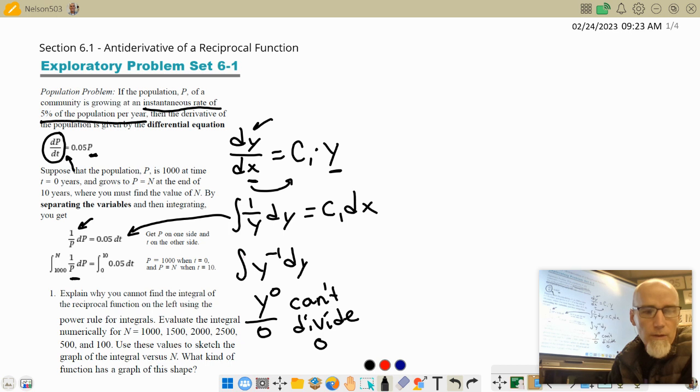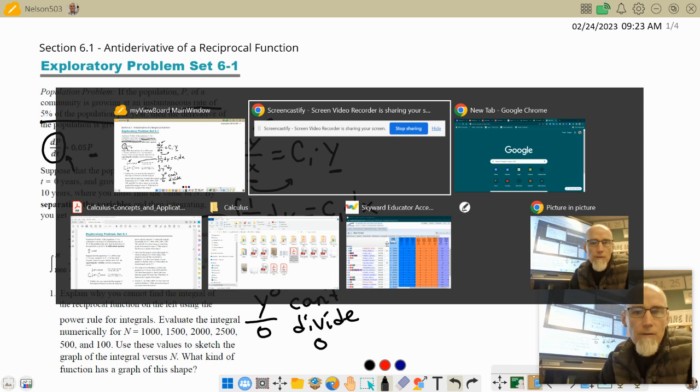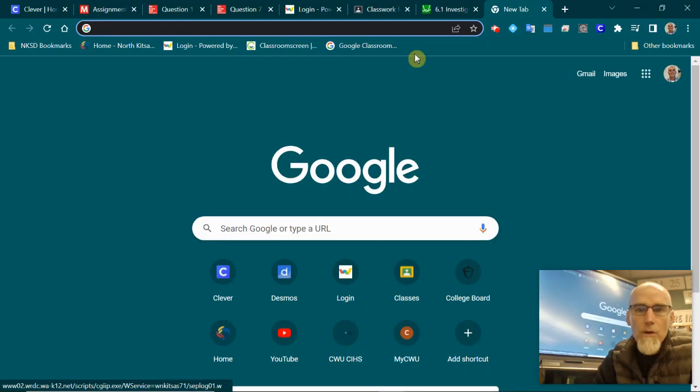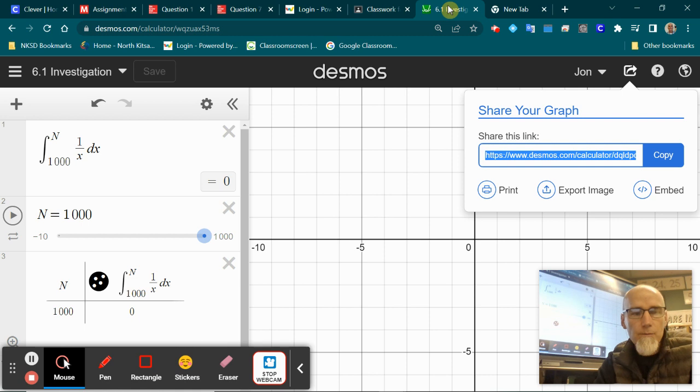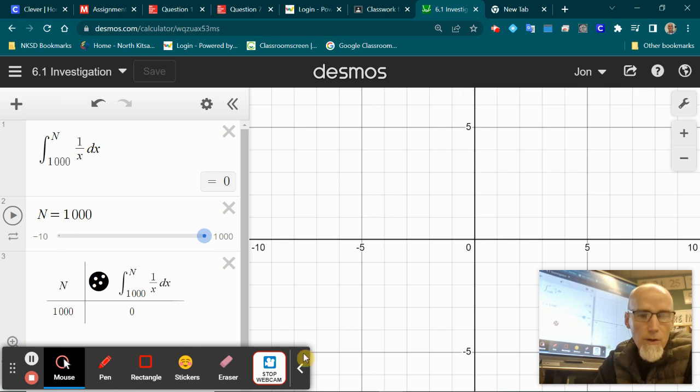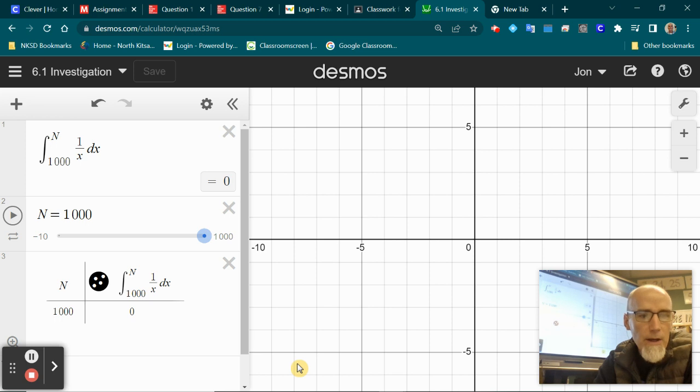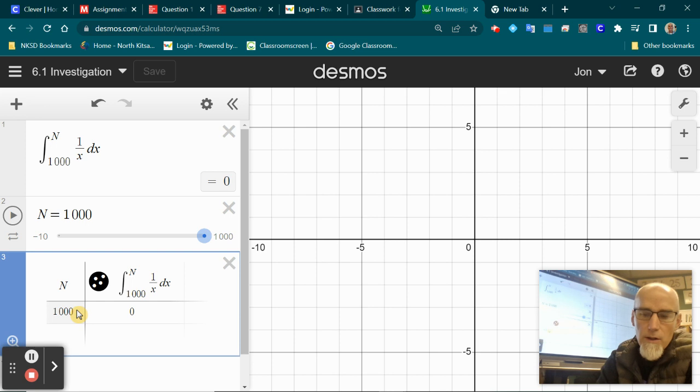And then it says, well, let's set up a table and we'll try to evaluate it numerically. So I did that on Desmos and I attached that file for you. If we look over here at Desmos, you can see I've got the link and I copied it into your Google Classroom. It wanted us to evaluate it at 1,000. So you need to type in a 2,000 on the next line, I think, because the next number they want is 2,000.